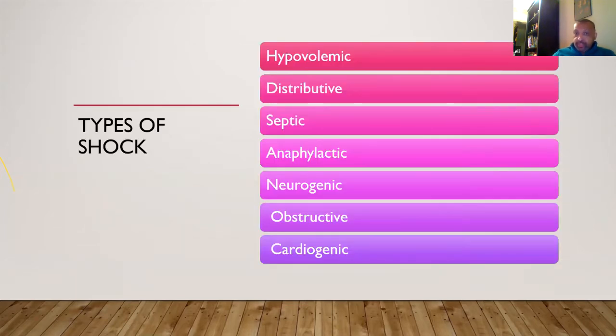I have no plan to discuss the types of shock. It might be a topic for another day. But just to remind you about the types of shock: hypovolemia; of course, what we normally call distributive, which includes septic, anaphylactic, and neurogenic; obstructive, which includes pulmonary embolism, cardiac tamponade, pneumothorax; and of course the main one called cardiogenic shock.